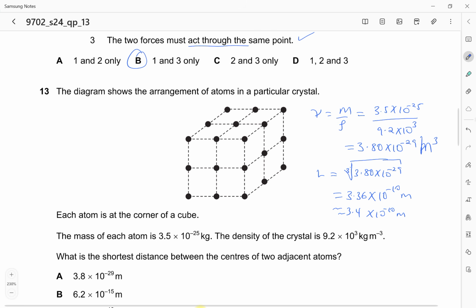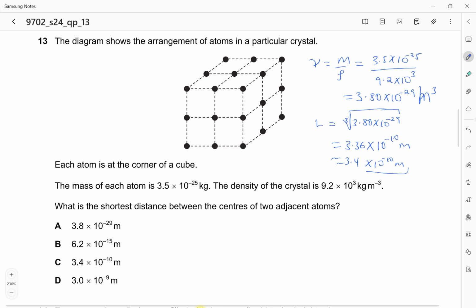The length of the side of the cube is going to be approximately equal to the distance between the centers of the cube, because the power of 10 is going to be approximately the same. So you just look at the power of 10, you don't need to look at this value here. The power of 10 must be approximately of the same order as the diameter or the radius of an atom. So this is going to give us the answer to be C.